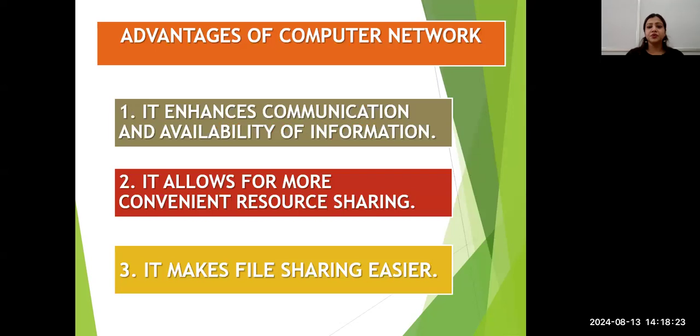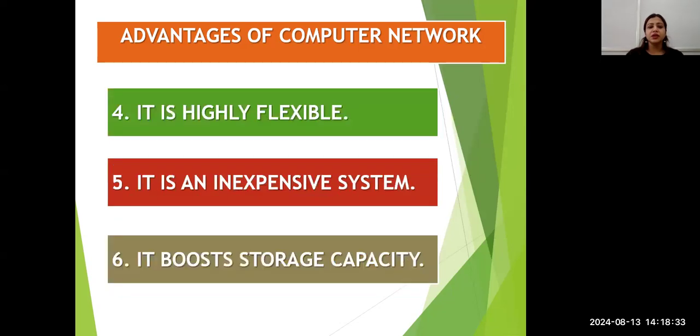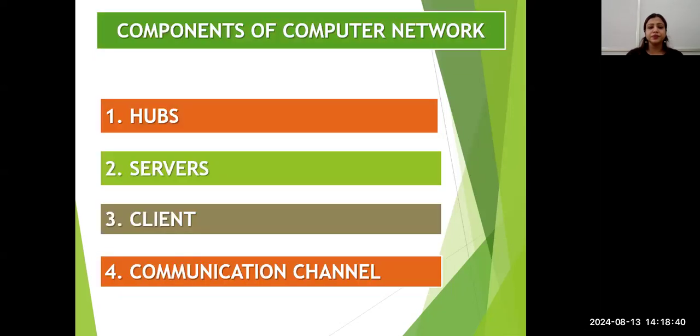Advantages of a computer network: it enhances communication and availability of information. It allows more convenient resource sharing. It makes file sharing easier. It is highly flexible. It is an inexpensive system. It boosts storage capacity. There are a few components of the computer network. The first one is the hub. The second is the server, then the client, and the communication channel. We need to know everything about them because they will be frequently used.